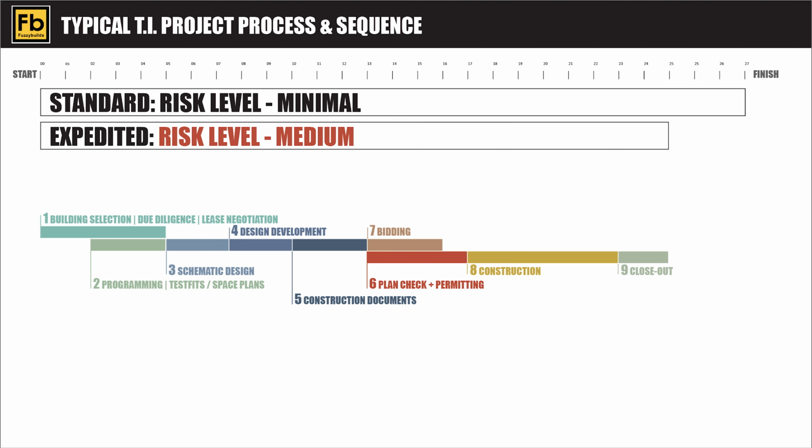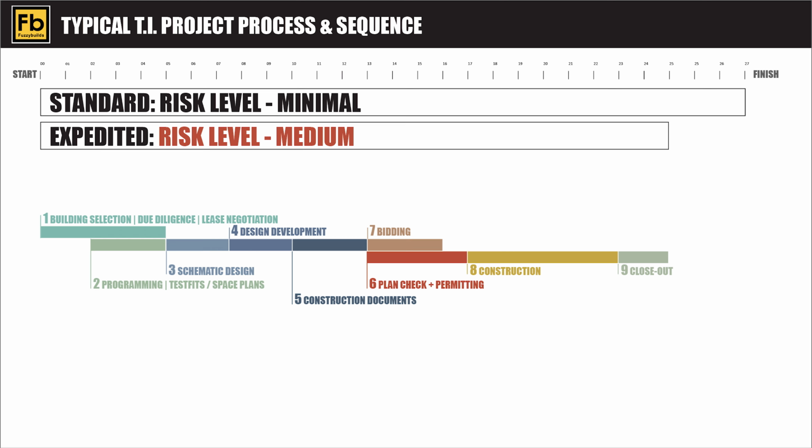So in this diagram, I'm showing an expedited schedule. Now the risk level on this one is medium. There are many ways to expedite the overall schedule. That could be with overtime, multiple crews, or faster decision making. But one of the easiest ways to speed up the project schedule is to stagger the phases.